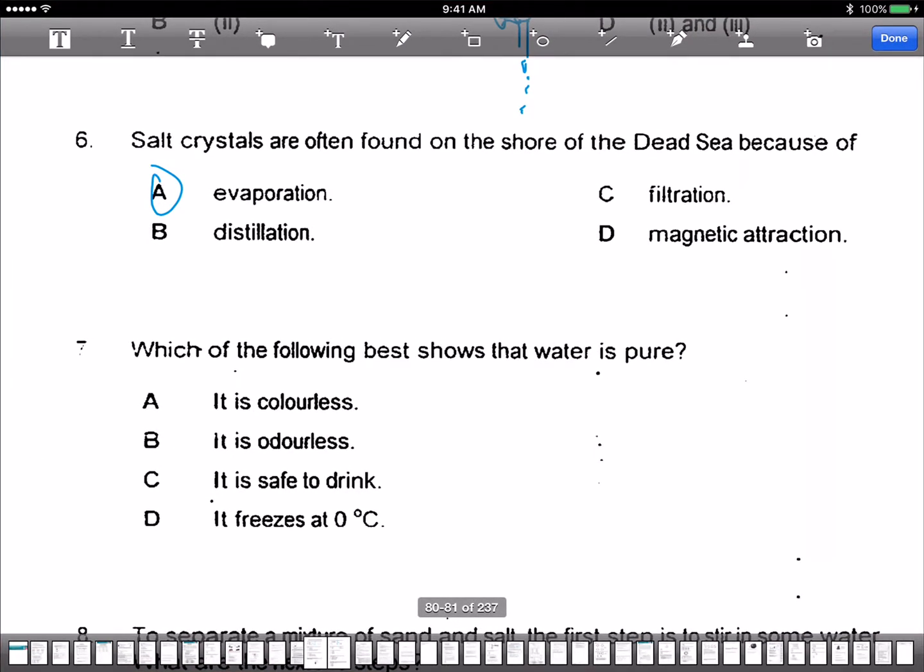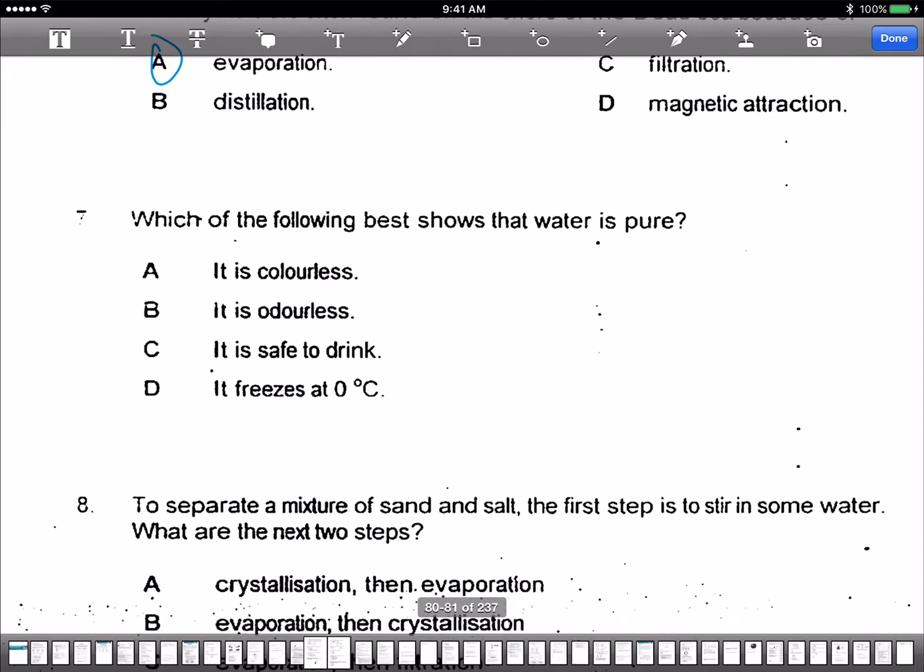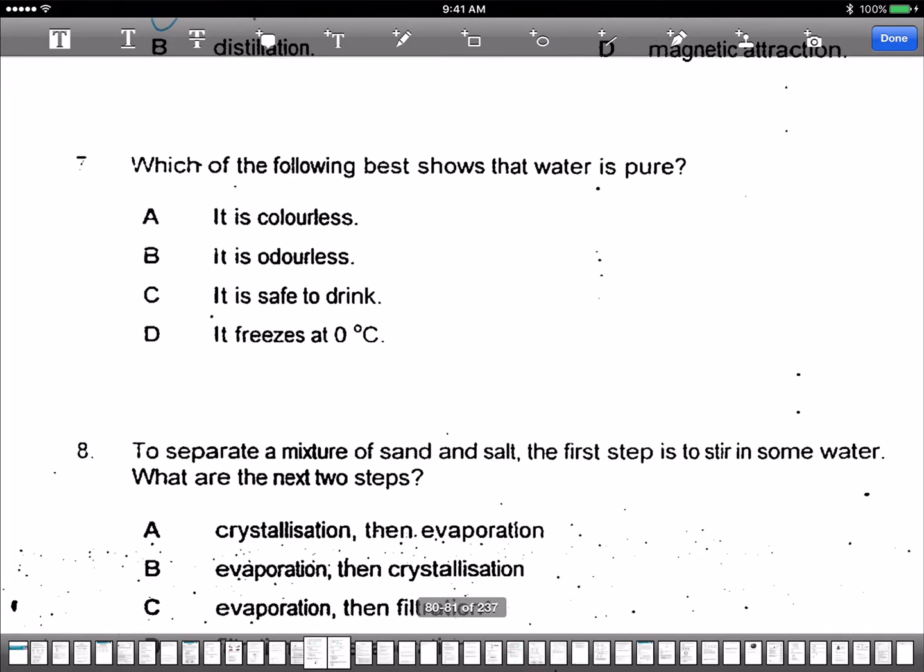Which of the following shows that water is pure? Freezes at 0 degrees. Yeah, very good. D. Because if it's impure, it will freeze over a range of temperature. So answer 7 is D.